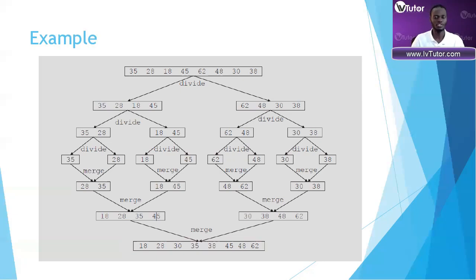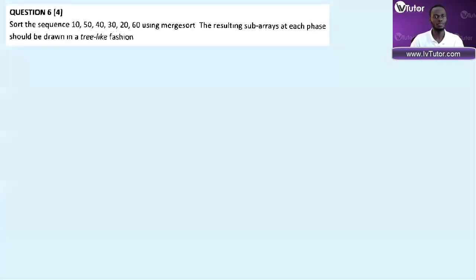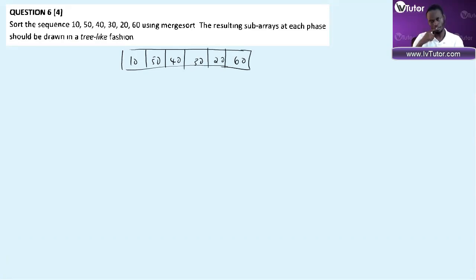Let's look at another example, where they say sort the sequence using merge sort. The resulting subarrays at each phase should be drawn in a tree-like fashion. Again, same concept. You have 10, 50, 40, 30, 20, 60. If I merge sort these, I'm going to divide first. You always divide at the midpoint. A common question is, what if I've got an odd number of items? If you have an odd number of items, then the left side becomes the longer side, and the right side becomes the shorter side. So if I've got 7 items, you put 4 items on the left and 3 items on the right.